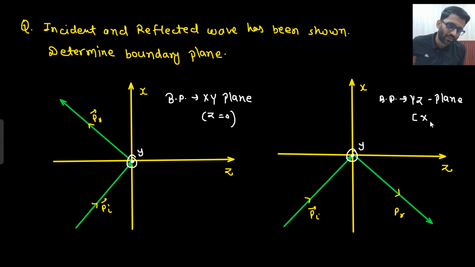That means, what is the equation of the YZ plane? X equals 0. So here x equals 0 or z equals 0 could be my boundary plane, but looking at the diagram I can get to know which is my boundary plane. Now can you tell me what will be your incident angle? Whether this will be my incident angle or this will be my incident angle.